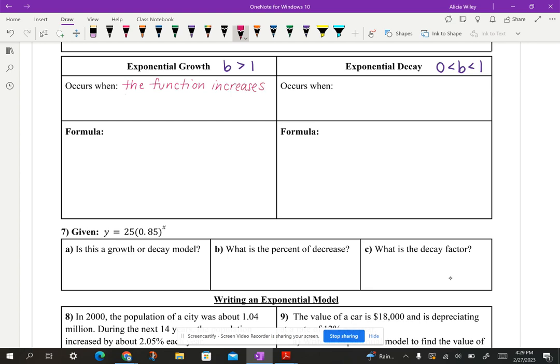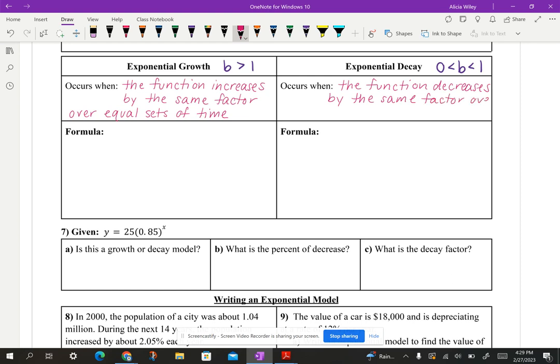So it increases by the same factor over equal sets of time or intervals of time, where exponential decay is when that function is going to do the opposite of that. It's going to decrease. So over a certain period of time, by the same factor over a certain period of time.